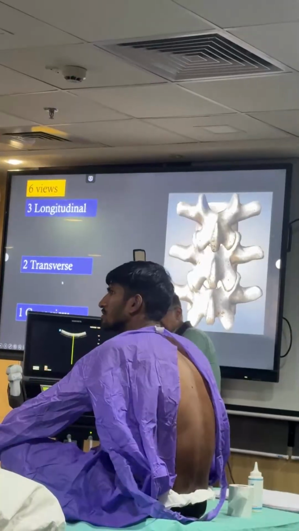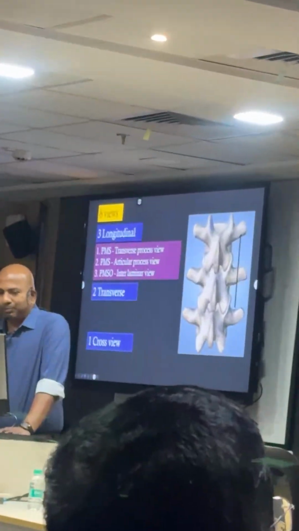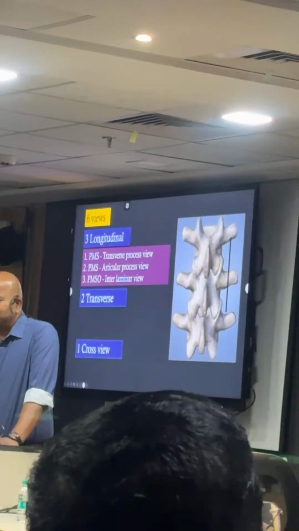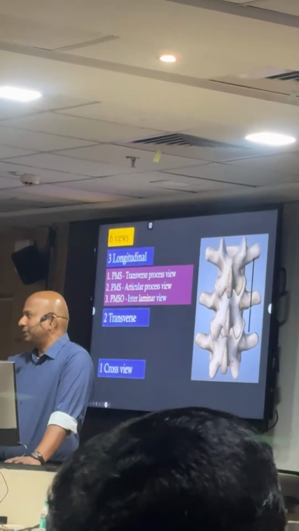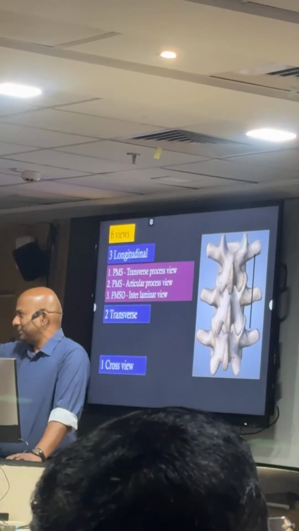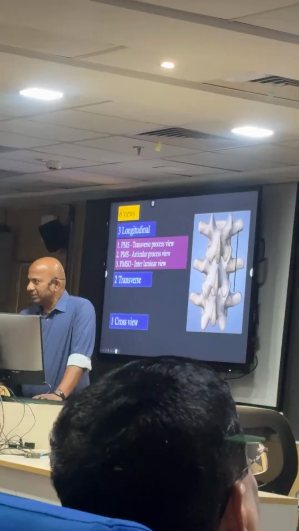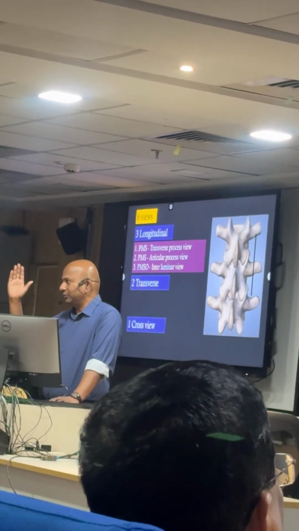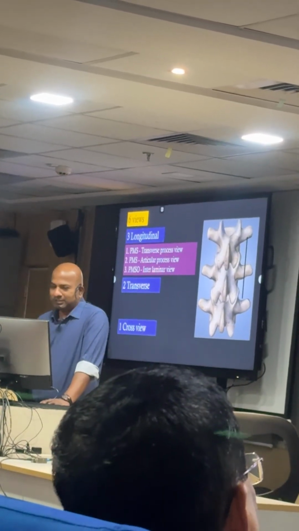I said 3 longitudinal, 2 transverse and 1 cross view. The 3 longitudinal views are these. We will call it PMS, which is nothing but paramedian sagittal. This is the midline, everybody knows that, and this is a paramedian. And the orientation is sagittal, which means vertical. Transverse means transverse, so you can easily understand. So the probe position is paramedian sagittal. These 3 words describe where you are going to keep the probe in the body with respect to planes and what its orientation is.